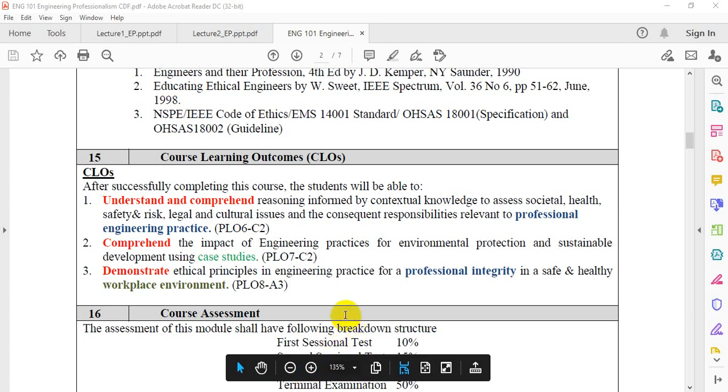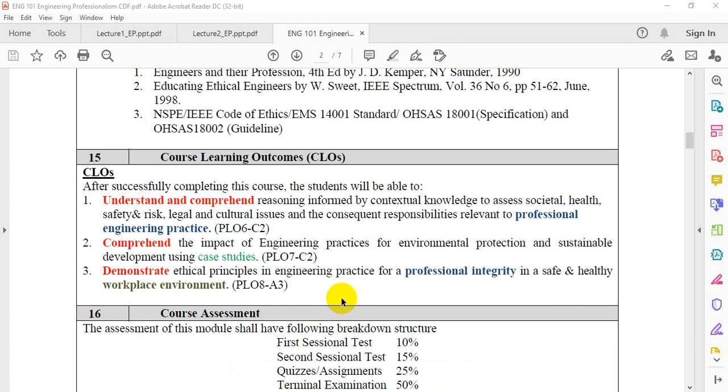After successfully completing this course, the students will be able to understand and comprehend reasoning informed by contextual knowledge to assess societal, health, safety and risk, legal and cultural issues, and the consequent responsibilities relevant to professional engineering practice. Okay, so we're talking about ethics, the societal issues, the health, the safety, the legal, the cultural issues, the consequent responsibilities which are relevant. So we will be talking about this, and the level we will follow would be up to C2, and the PLO, program learning outcome, that is mapped is PLO 6.